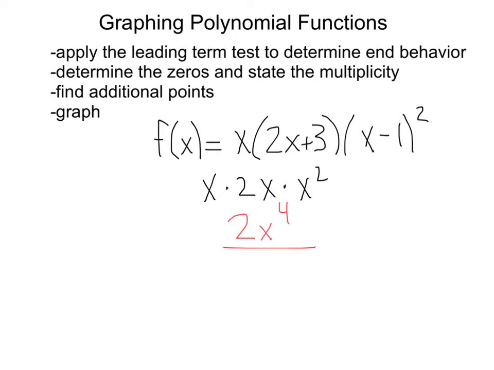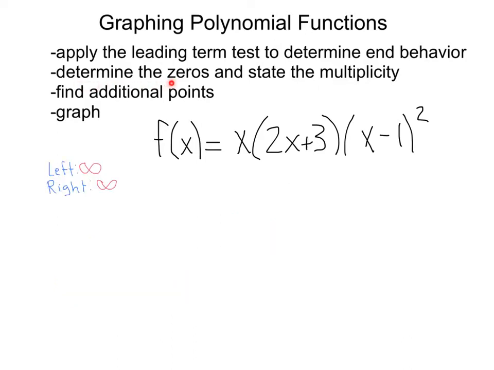I notice that we have an even degree, so my end behavior is going in the same direction on the left and right, and it's positive, so I know it's going upward. So my end behavior on the left is going towards infinity, and my end behavior on the right is also going towards infinity.